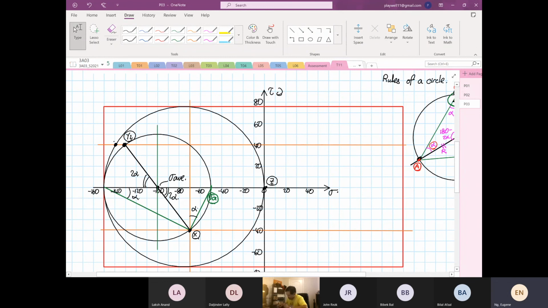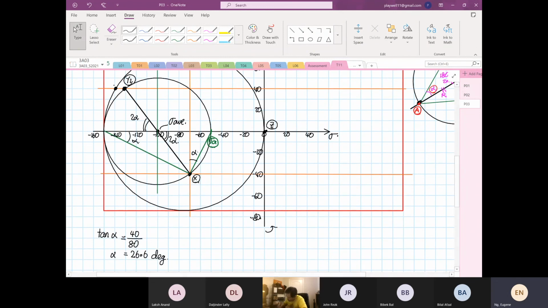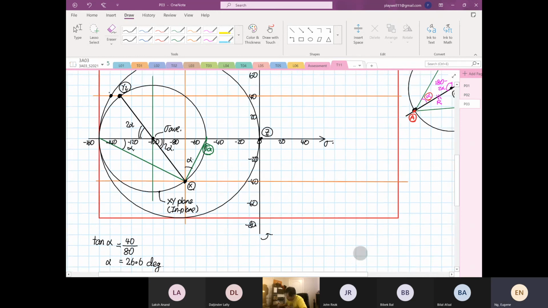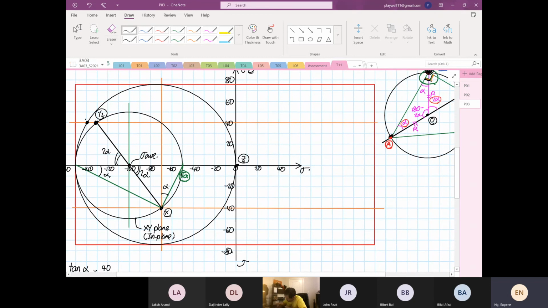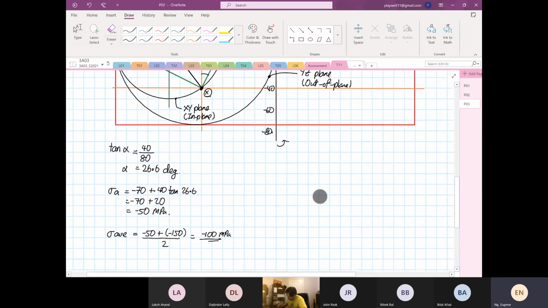So before I go any further, the smaller circle we have drawn now belongs to your XY plane. And this is your in plane. And the first circle that we have drawn, the big one over here, this in fact belongs to our YZ plane. And this is our out of plane. Right? So now we find stress Y2.